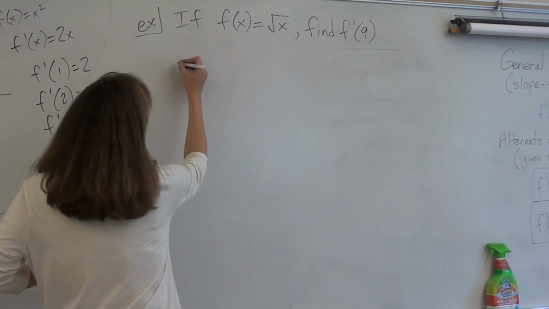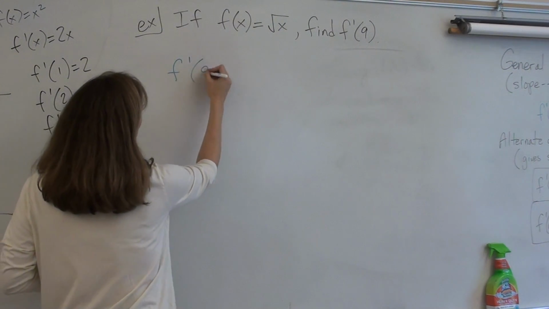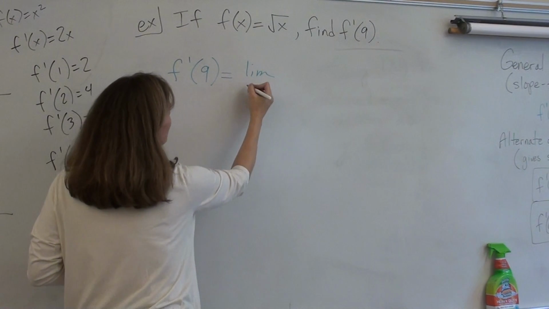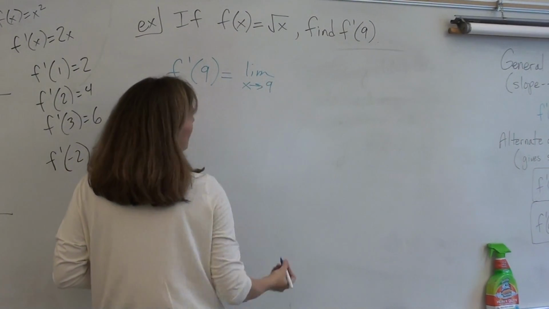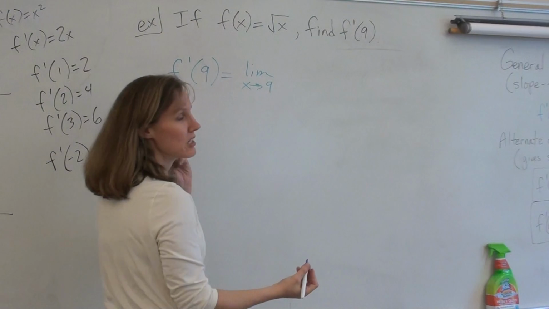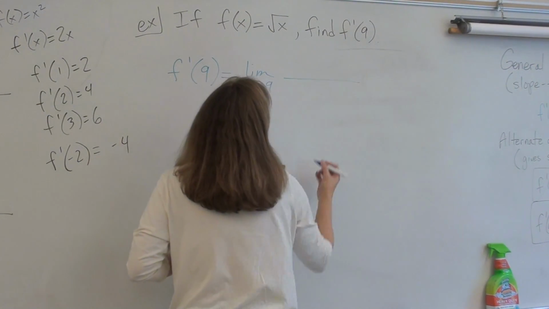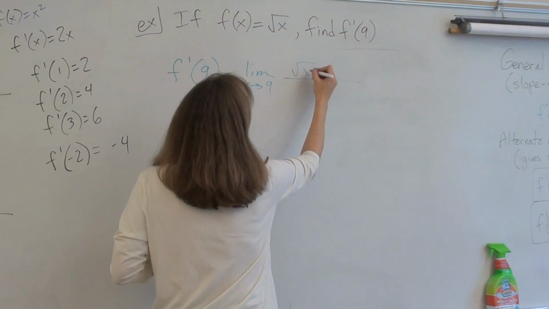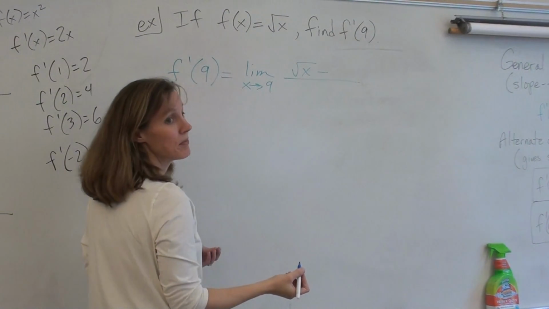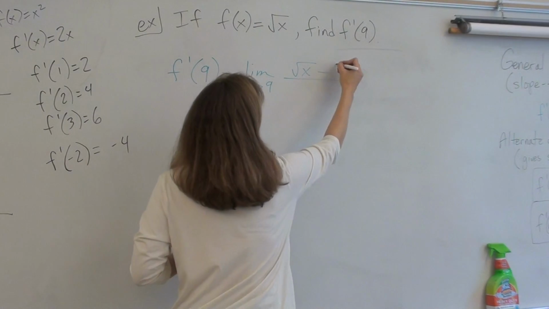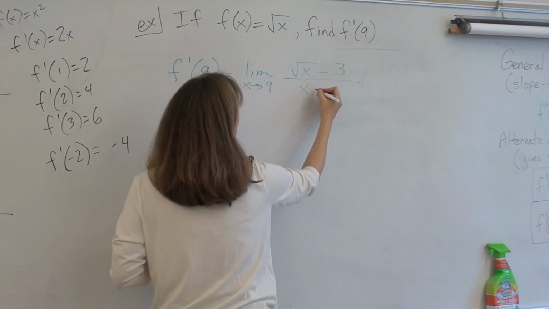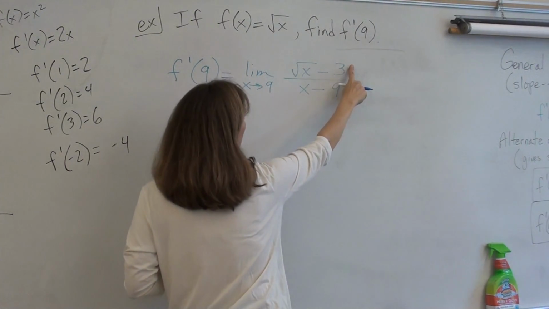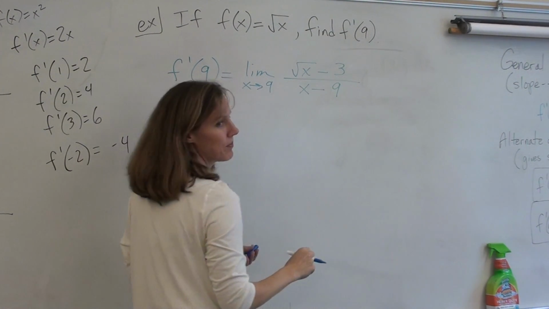Our c is what for this problem? 9. So f prime of 9 equals, oh my gosh, it's another limit, as x approaches 9. There are no h's in this one. The limit as x approaches 9 of f of x minus f of 9 over x minus 9. What's f of x? Square root of x. What's f of 9? 3.